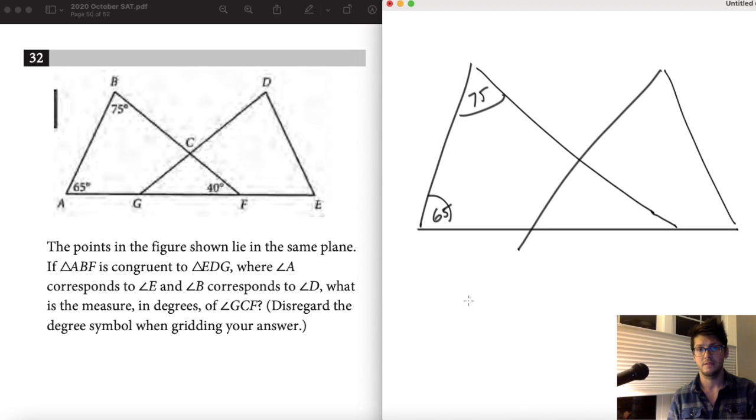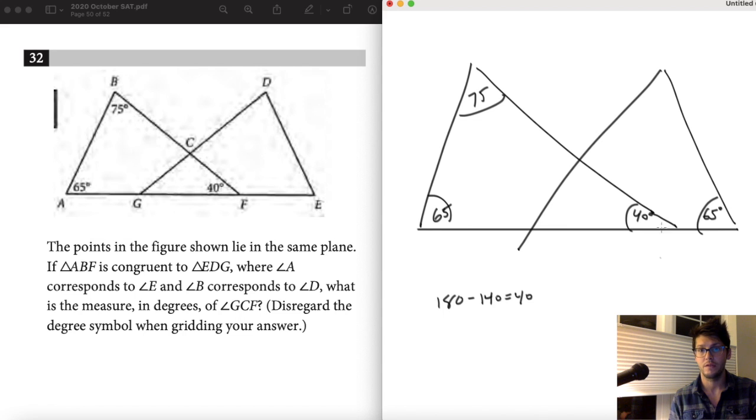180 minus, what is that? 75 and 65 is 140. 40 degrees. Ah, yeah, I'm such a dummy. This is the 40 degrees right here. No doubt that's the 40 degrees. They told that to us, Jeremy. Okay, so we know that A corresponds to E. Okay, that means this is 65 degrees. They're congruent, right? So that's 65 degrees. And B corresponds to D, so this is 75 degrees.